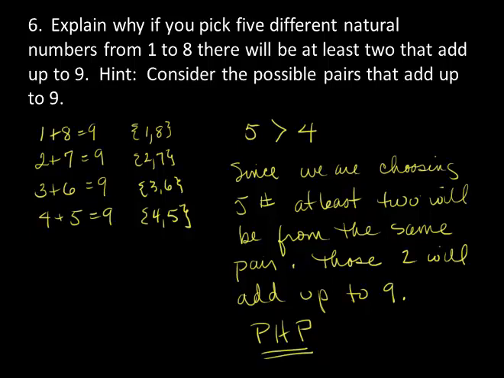Since we are choosing 5 numbers and there are only 4 pairs, that would be another way. I wrote the inequality 5 greater than 4, but really an even nicer way to say this would be, since we are choosing 5 numbers from 4 pairs, at least 2 will be from the same pair. That's the pigeonhole principle. Those 2 will add up to 9.